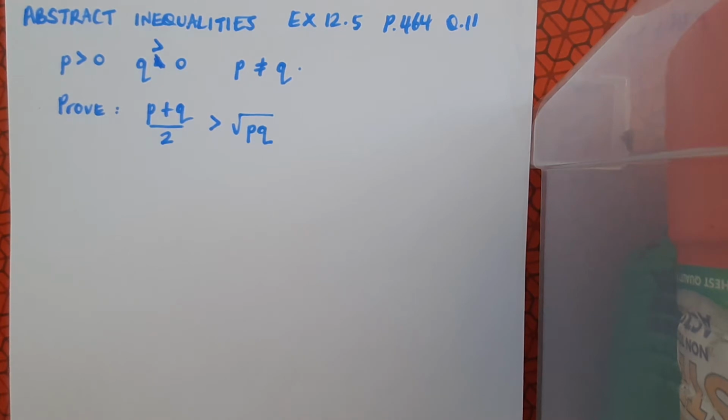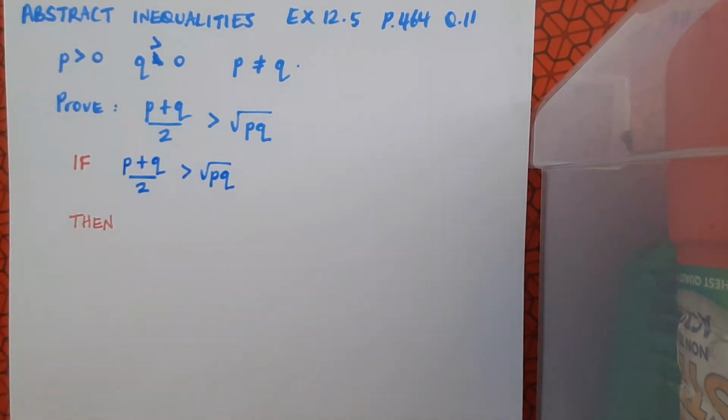So the obvious thing to do here is to square both sides and to work away with the inequality and try and get everything on the left hand side. To do that, I'm going to first of all start off by making the assumption that this statement that I want to prove is true. And I do that by making an if-then statement. So I'm going to say, well, if (p + q)/2 is greater than the square root of pq, then the left-hand side squared is greater than the right-hand side squared.